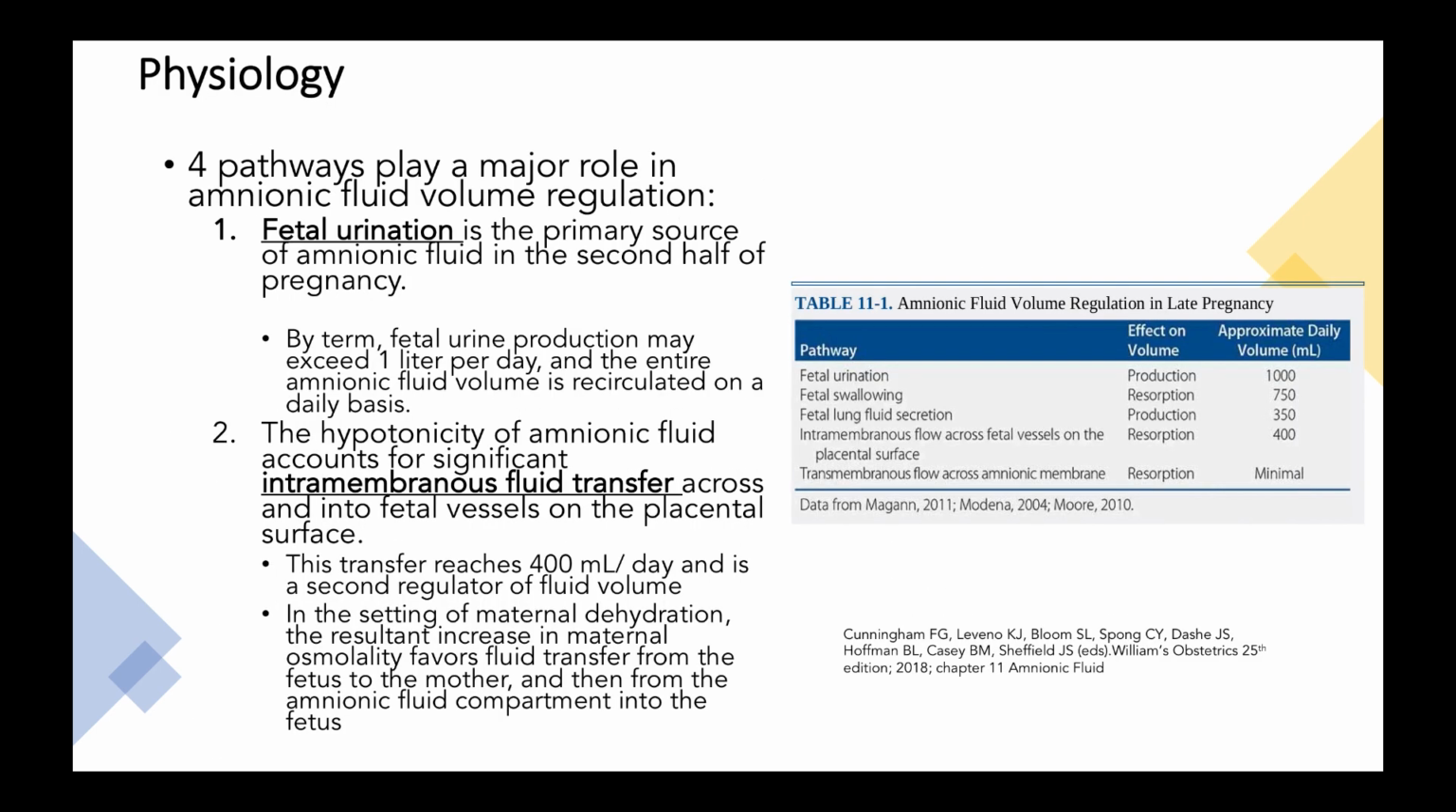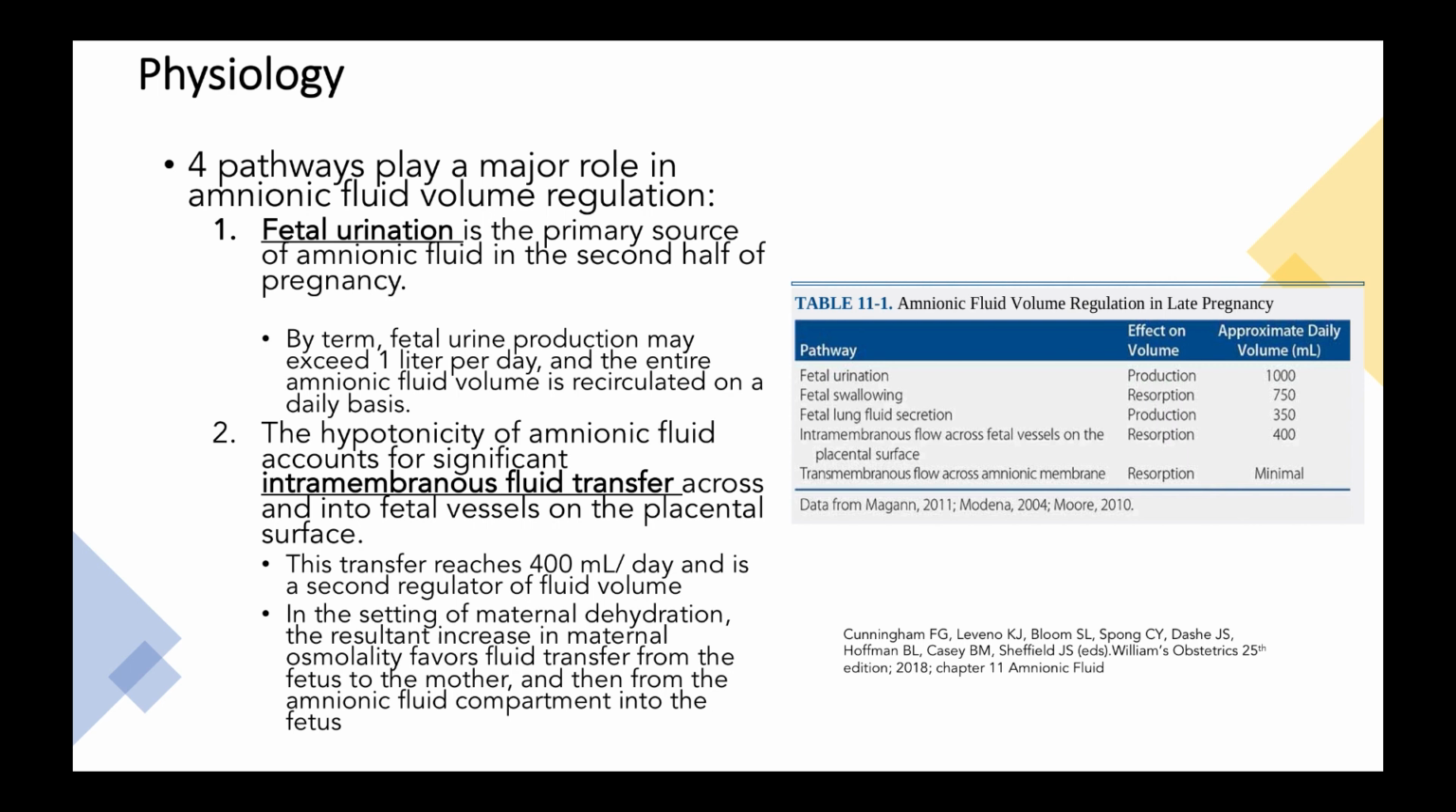There are 4 major pathways that play an important role in the amniotic fluid volume regulation. The first one is fetal urination, as I've already mentioned a few slides back. And this is the primary source of amniotic fluid in the second half of pregnancy. By term, fetal urine production may exceed 1 liter per day, and the entire amniotic fluid volume is recirculated on a daily basis. The second pathway is through intramembranous fluid transfer.